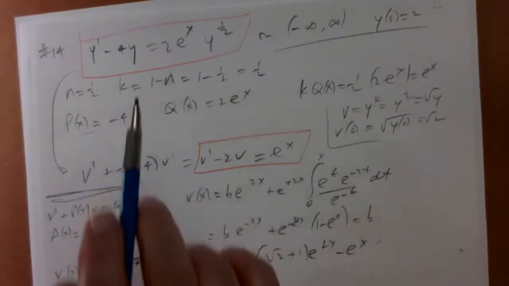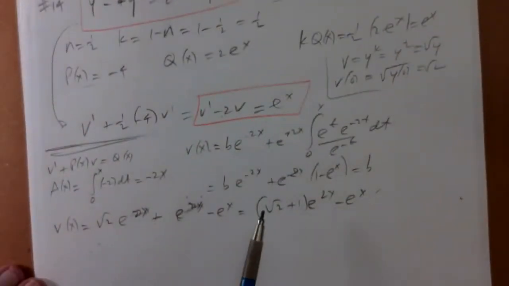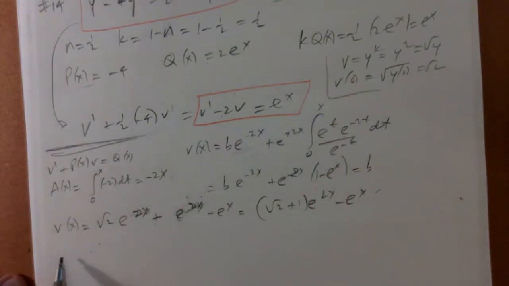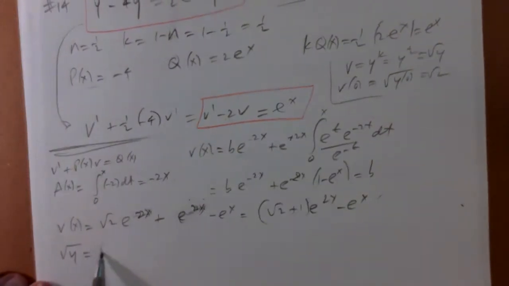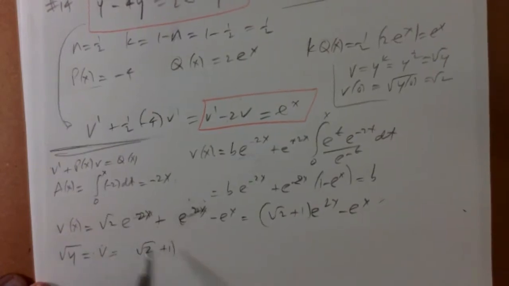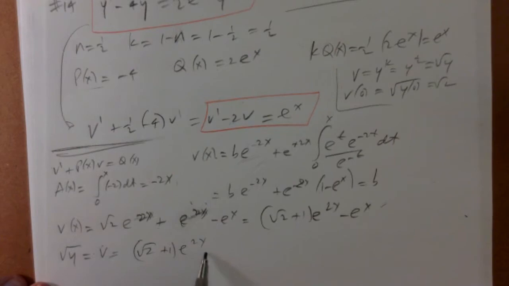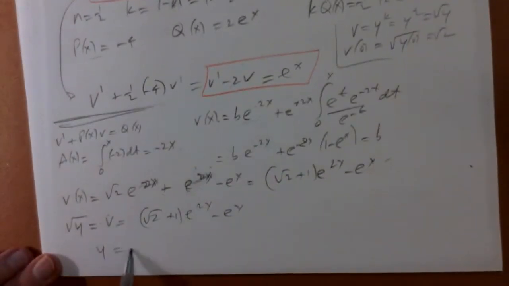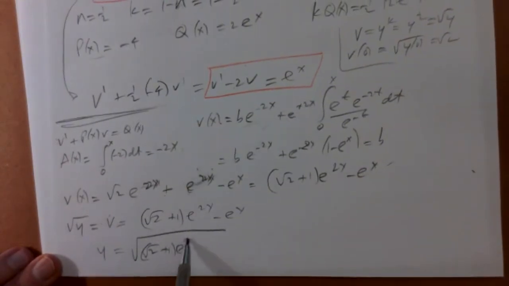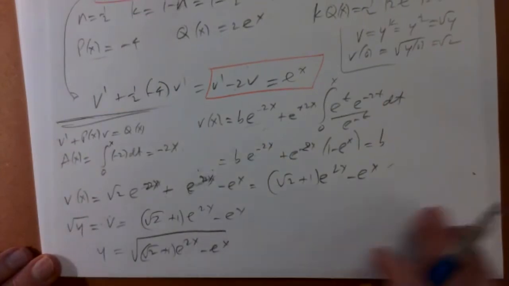And the solution of the Bernoulli equation that we want, v equals y to the k. So square root of y is v, which is root 2 plus 1 e to the 2x minus e to the x. So y is the square root of root 2 plus 1 e to the 2x minus e to the x.